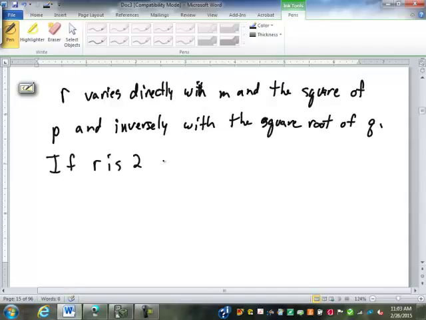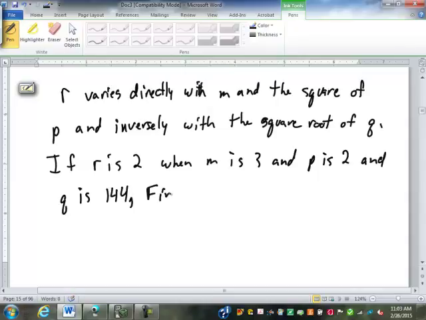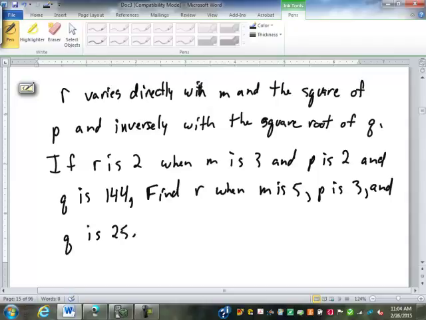If r is 2 when m is 3 and p is 2 and q is 144, find r when m is 5, p is 3, and q is 25. This one's a little more complex. Just a touch.